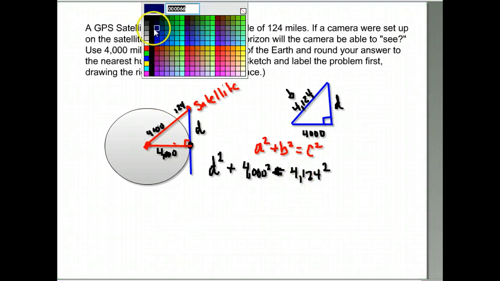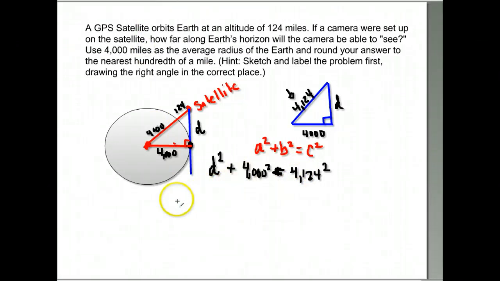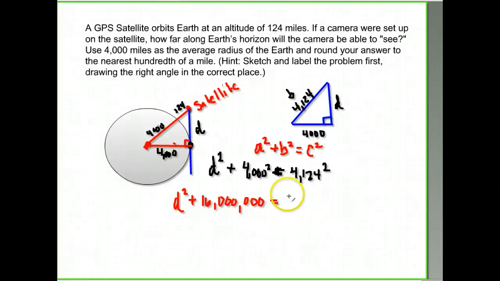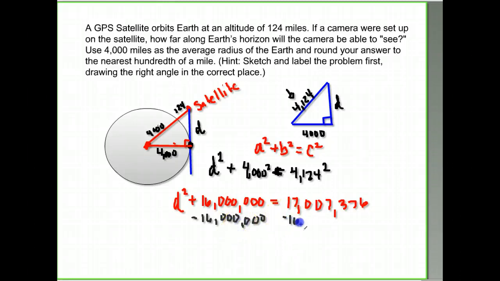We're going to go ahead and square those numbers that we have there. I'm going to have to expand again a little bit because that's a really big number. So we get 16 million, and we have d squared plus 16 million equals 17,007,376 over on this side. Remember, when you're squaring, that means to take a number times itself. It does not mean to take it times 2. That's how I ended up with 16 million. We want to solve for that distance d, so we're going to subtract 16 million from both sides so we can get d by itself.